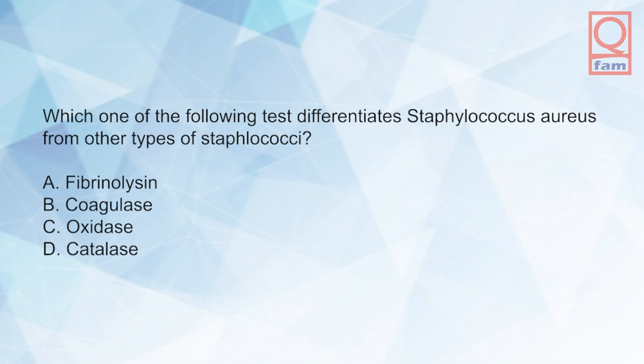Which one of the following tests differentiates Staphylococcus aureus from other types of staphylococci? A. Fibrinolysin. B. Coagulase. C. Oxidase. D. Catalase. The answer is B. Coagulase.